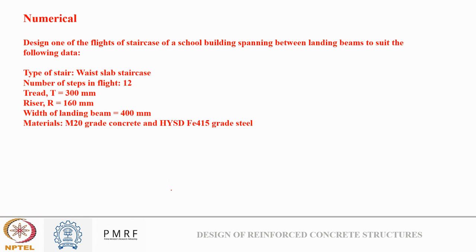Okay, so based on the theory, based on everything that we have discussed till now, we will do one numerical. What this numerical says: design one of the flights of a staircase of a school building spanning between landing beams to suit the following data. The type of stair is a waist slab staircase. Number of steps in flight is 12. Tread is given as 300. Riser is given as 160 mm. Width of landing beam is given as 400 mm. Materials: M20 grade concrete and HYSD Fe415 grade steel is given to us for use.